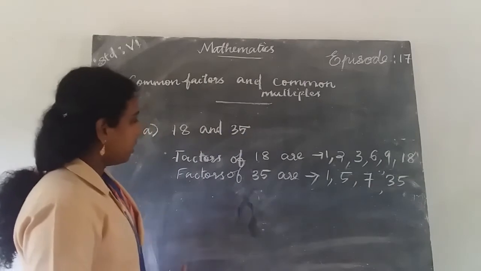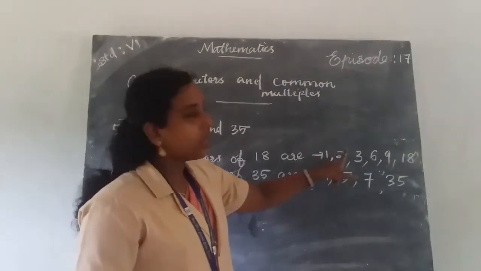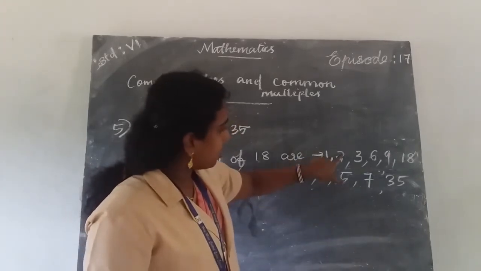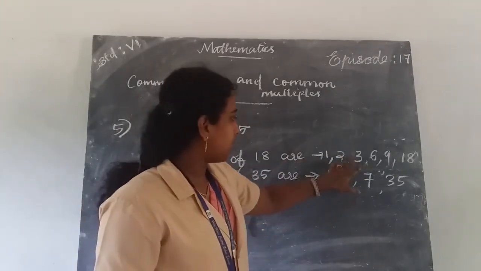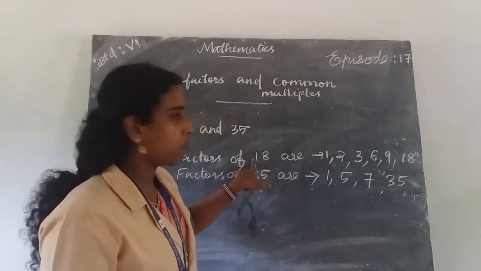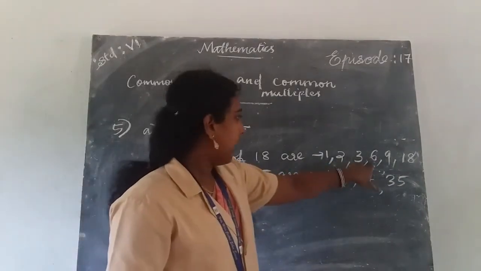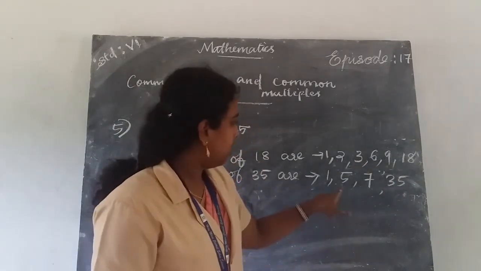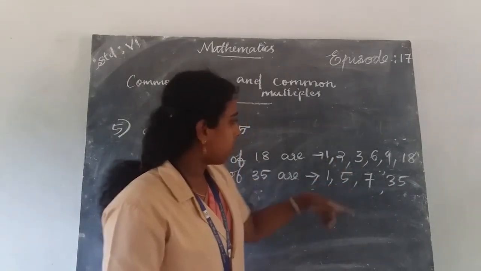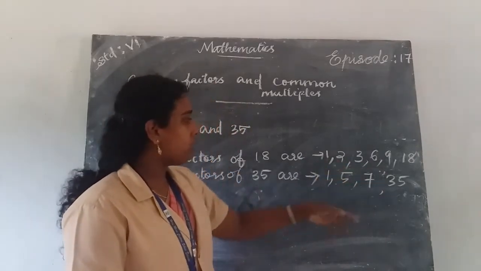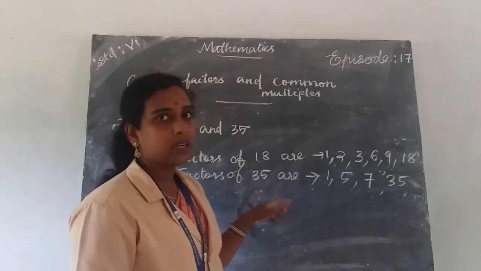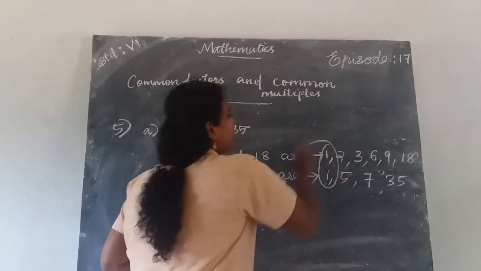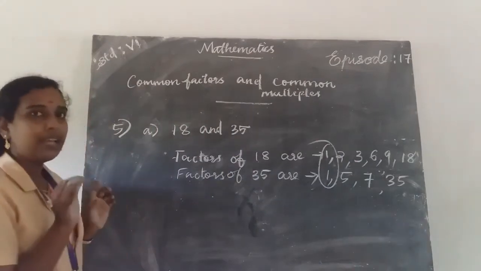So here 1 is the only common factor. Look at this. 1 is a common factor, 2 is not a common factor, and 3 is not a common factor because 3 is a factor of 18 but it's not a factor of 35, and 6 is not a common factor, 9 is not a common factor, 18 is not a common factor. And here 1 is a common factor, 5 is not a common factor, 7 is not a common factor because 7 is only a factor of 35 but it's not a factor of 18. Here 1 is the only common factor of 18 and 35.